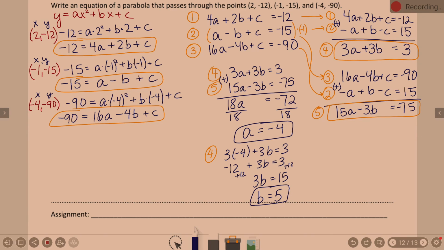And we know A and B. Pick a way to find C. 1, 2, or 3. Guessing you guys are going to go 2. I'm going to go 2. A is negative 4, minus B is minus 5, plus C equals negative 15. Negative 9 plus C is negative 15. Add the 9. C is negative 6. Okay.